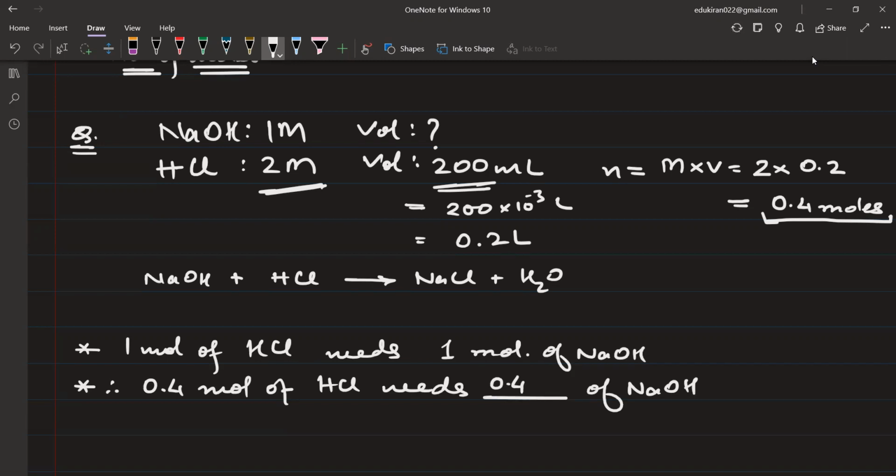So now here we have the molarity. We need to find the volume, so we will write 0.4 mole of NaOH.